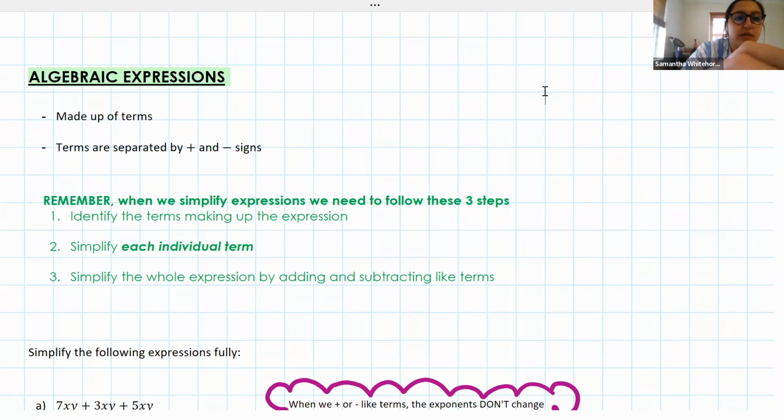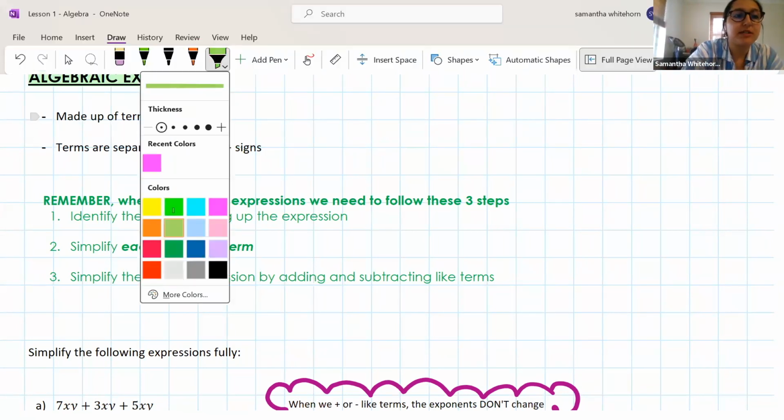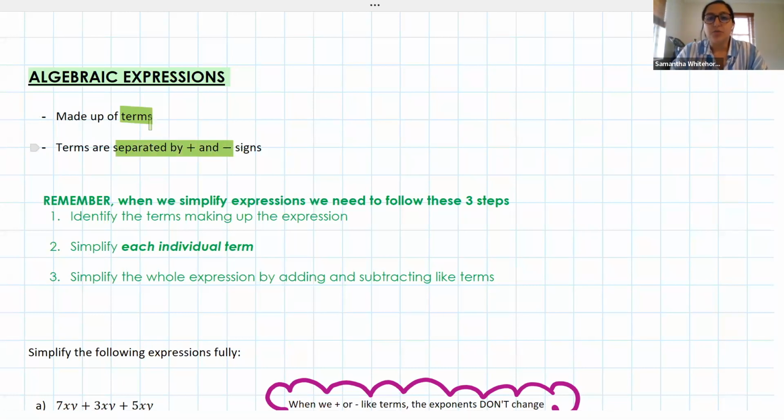So the first really important thing that we need to bear in mind when we start working with algebraic expressions is that our expressions are made up of terms. And importantly, terms are separated by plus and minus signs. Now, that's a really important bit of information to know, because if you know which terms you are working with, when you then have to simplify an expression, it makes it a lot easier. And this leads on to the green points that I have going on here.